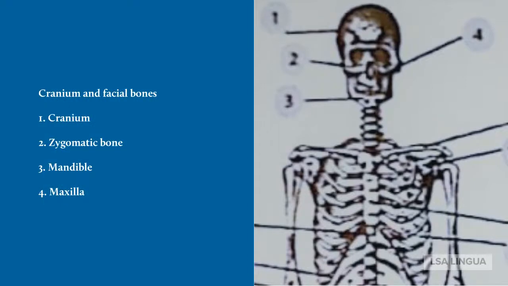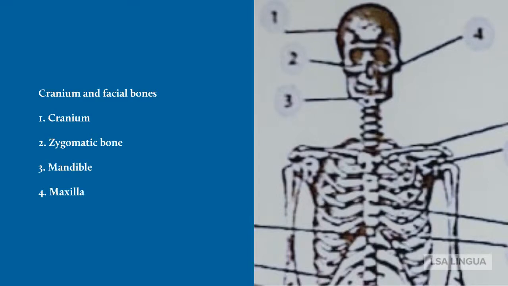Cranium and facial bones. Cranium, the upper portion of the skull. Zygomatic bone in 2. Its main function is to provide structure and strength to the mid-face. In 3 we find the mandible, the lower jaw or jawbone, which is the largest, strongest, and lowest bone in the human facial skeleton. In 4 we find maxilla. Maxilla is the bone that forms your upper jaw.